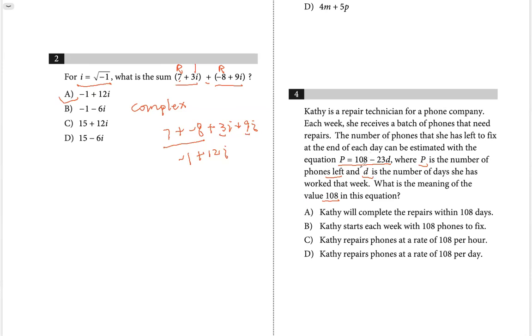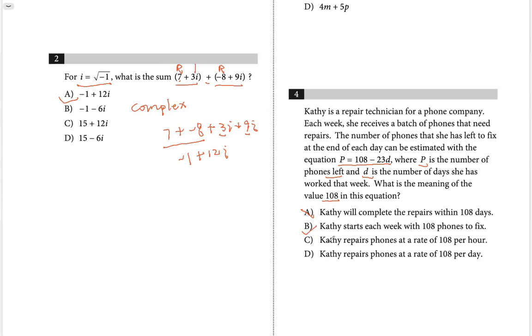So she started work to repair phones. So this 108 is the starting number of phones, right? Because as she works, as she repairs, she gets fewer and fewer phones to repair. So this 108 is the number of phones she started to repair. Let's check A, B, C, D. So Kathy will complete repairs in 108 days. No. Kathy starts each week with 108 phones to fix. Yes, right. When you really take the SAT, you don't have to go further.